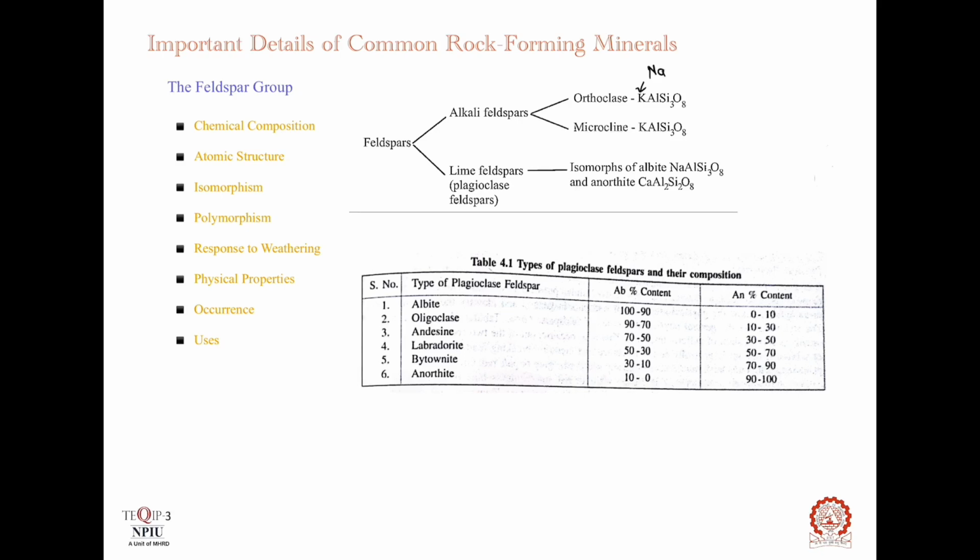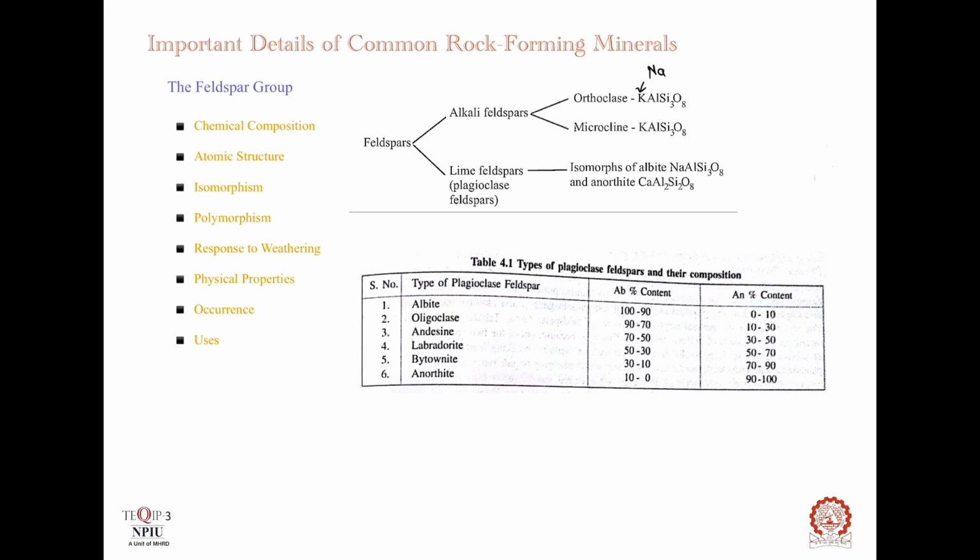In this, sodium silicon is replaced by calcium aluminium in an ideal way, resulting in complete gradation between the two end members of plagioclase feldspars. This table represents the compositional limits of different members of the plagioclase series. Here AB stands for albite and AN stands for anorthite.